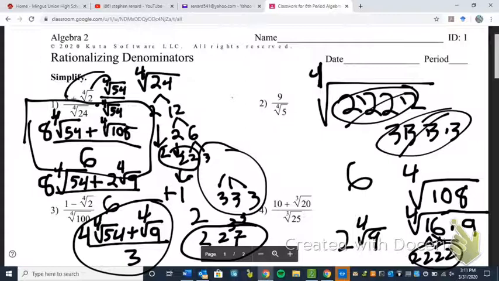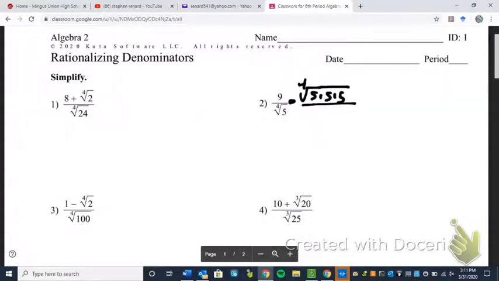Yeah, that's wrong. So the one that, okay, so number 2. Here we have the fourth root of 5. So we need 4 5s to get rid of it. Now we already have 1 5, and that's why it's okay to just go, okay, we're going to add in 3 5s.